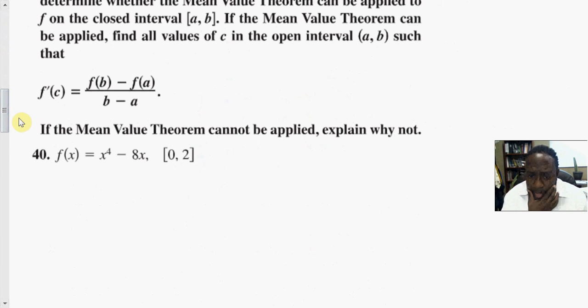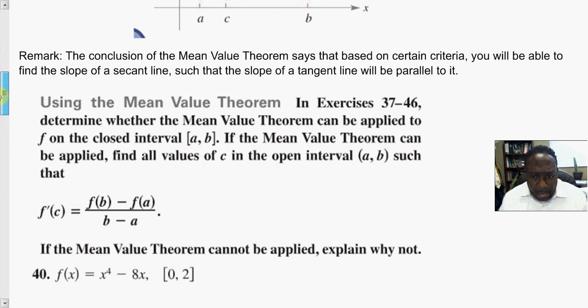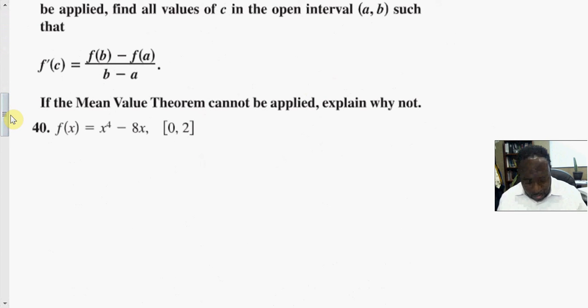Let's see. Here, apply these problems, numbers 37 and 46: determine whether the mean value theorem can be applied to f on a closed interval. If the mean value theorem can be applied, then find all values of C in the open interval that guarantees that. So we take this problem.